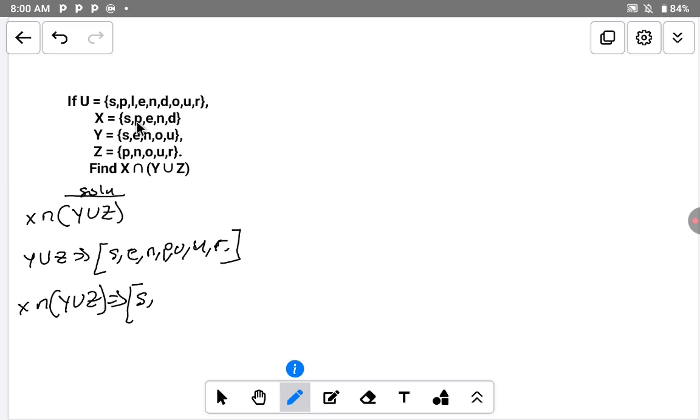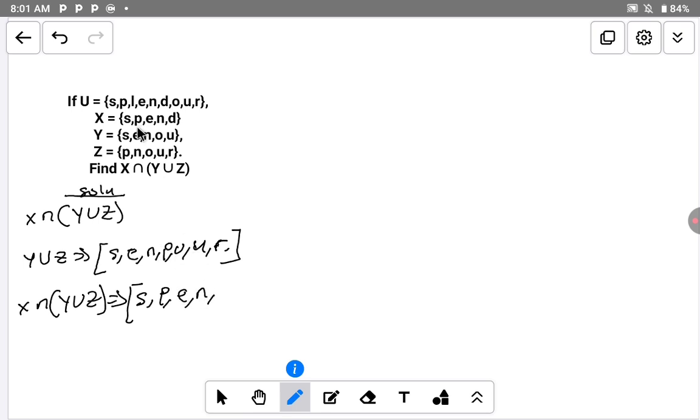Let's look at the next one. We have P. Do we have P here? Yes, we have P here, so they have P in common. Going again, we have E. Yes, we have E here, so they also have E in common. And let's go again. We have N. Do they have N here? Yes, they have N here, so N is common to both sides.